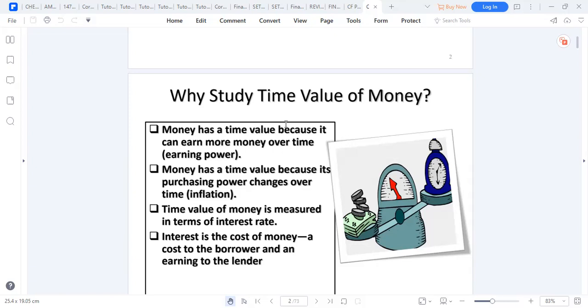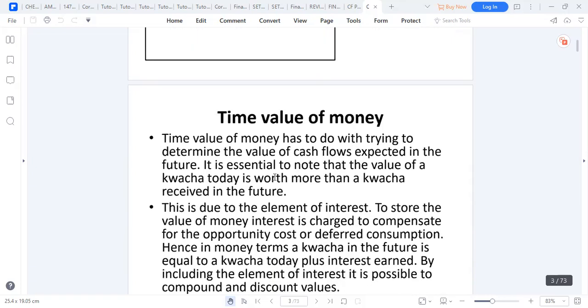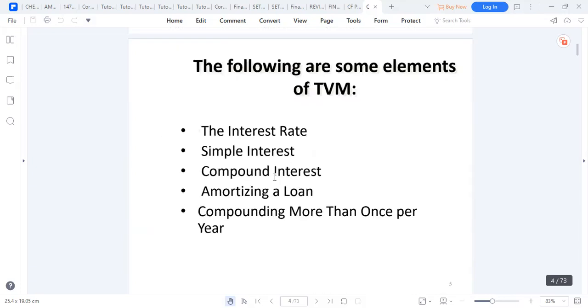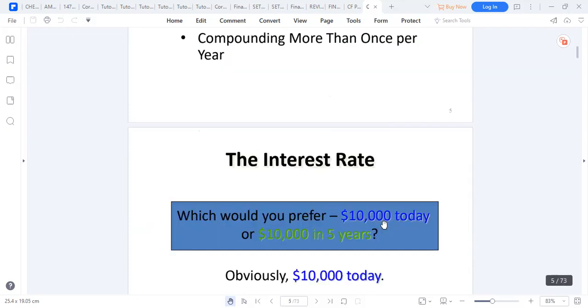Now, interest can be added to this value, the principal that we have now. So interest, we're going to look at it in terms of what we call compound interest and simple interest. So the following terms are going to be essential in time value of money. TVM stands for time value of money. So we're going to look at the interest rate, the simple interest, compound interest, and how to amortize a loan, and how to compute values that are compounded more than once a year.